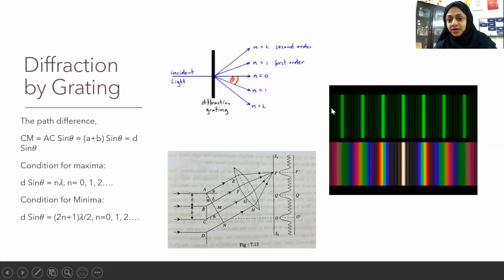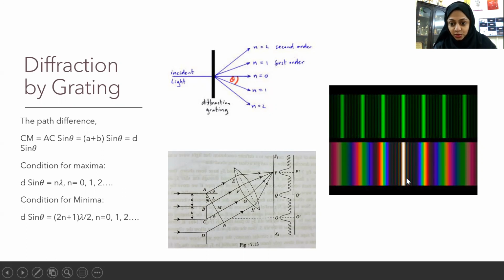Now, instead of a single color, or instead of a monochromatic wave, if we use white light, the central one will be white, and then you can see the light split into its component colors. See, this is called the central maximum, where n is equal to 0. And here you can see another one.